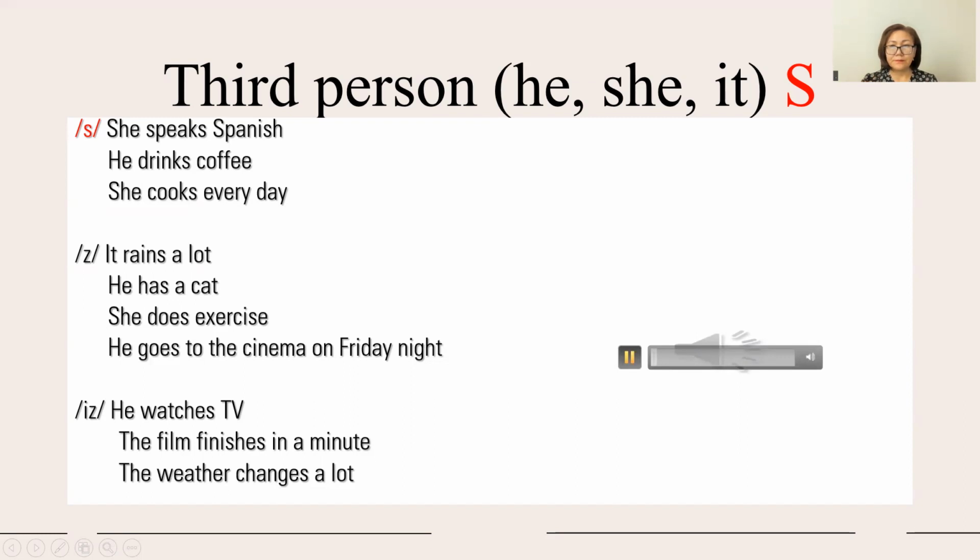S. She speaks Spanish. He drinks coffee. She cooks every day. Z. It rains a lot. He has a cat. She does exercise. He goes to the cinema on Friday night.